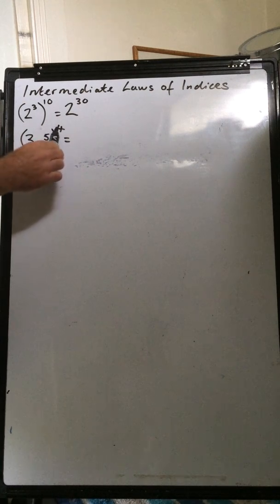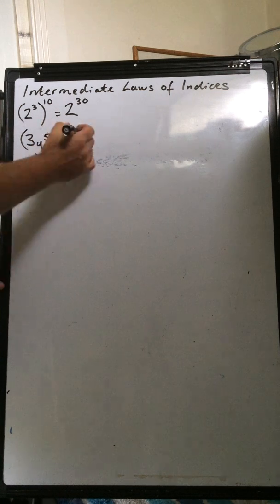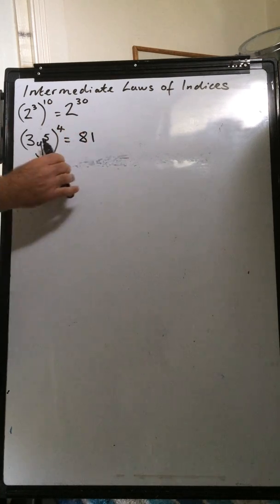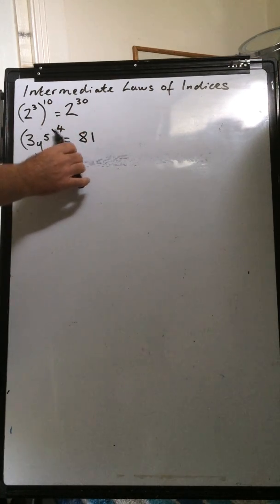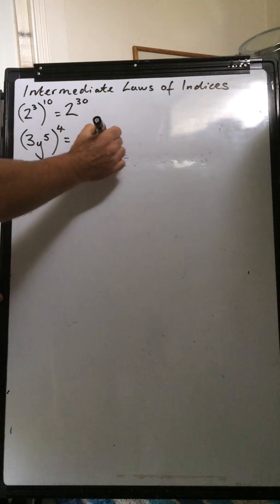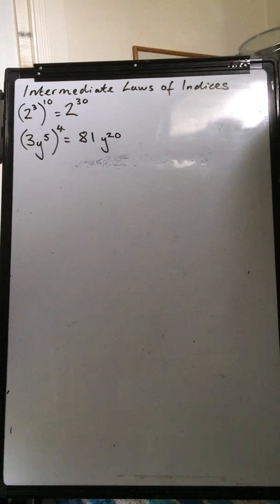So we get 3 to the power of 4, so we might need to work that out on our calculator. 3 to the 4 is 81. And y to the 5 to the 4: 5 4s are 20, so it's y to the 20. Okay? So we can keep on going with this.